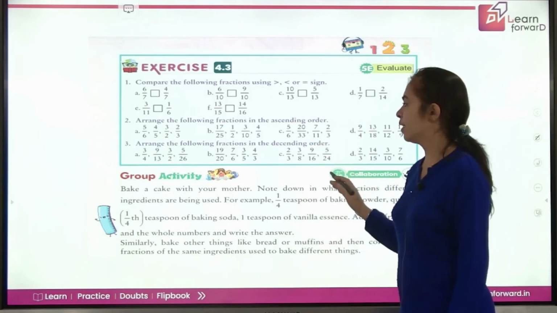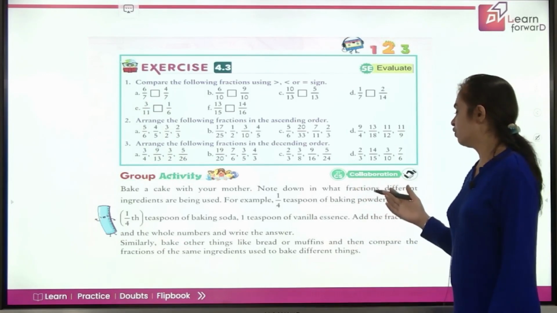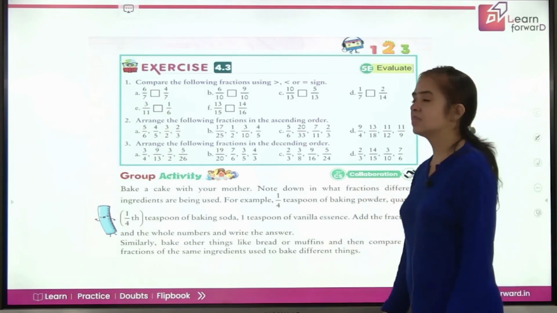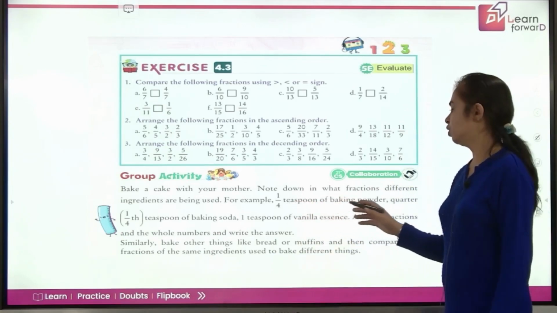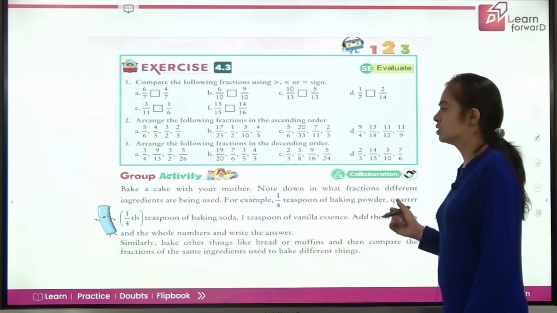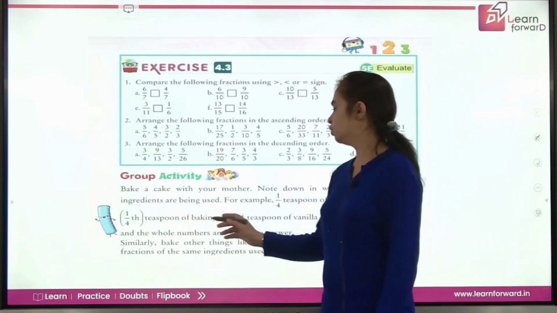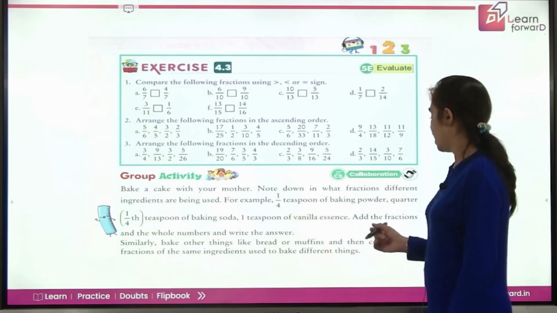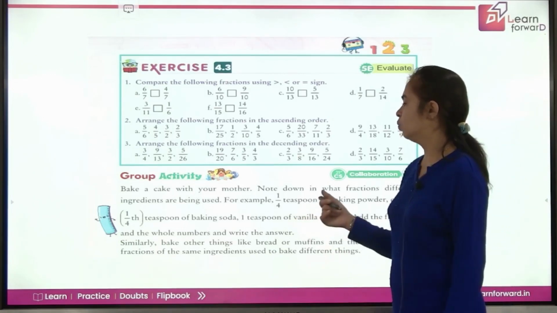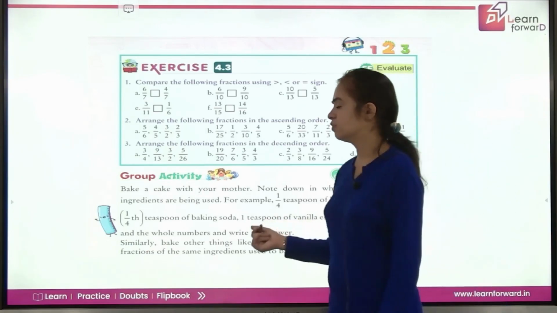Here you have a group activity. Bake a cake with your mother. Note down in what fraction different ingredients are being used. For example, 1/4 teaspoon of baking powder she uses. Then quarter, that means 1/4. Again, 1/4 teaspoon of baking soda, 1 teaspoon of vanilla essence. Add the fractions and the whole numbers and write the answer. So you'll just be adding all these fractions.